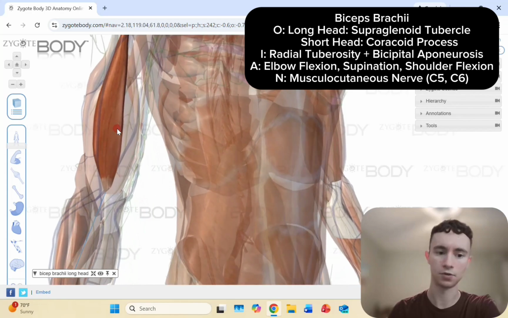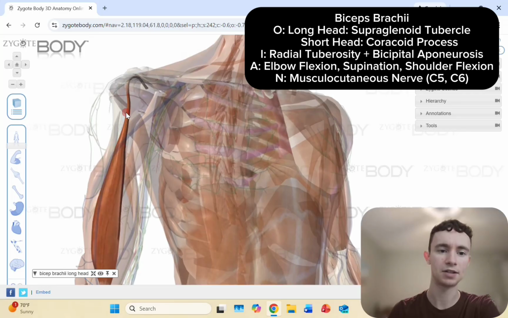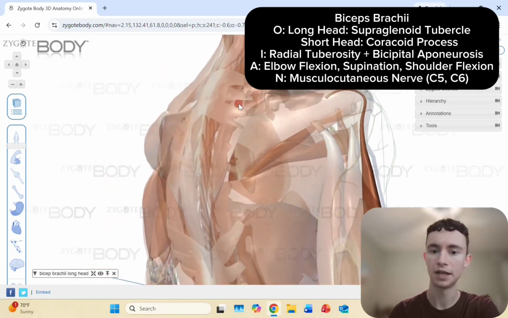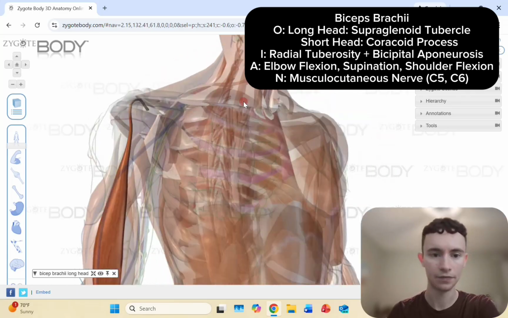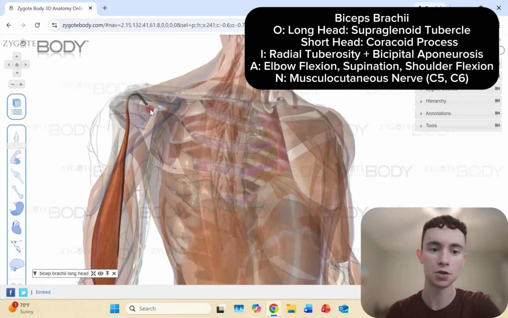The long head has the same attachment point, the radial tuberosity, along with the bicipital aponeurosis. Coming up here, you see how this tendon snakes around the shoulder? It goes very close, right above the shoulder joint, attaching to the supraglenoid tubercle. What that means is right above where the shoulder joint sits. It also has a communication with the shoulder labrum in there.